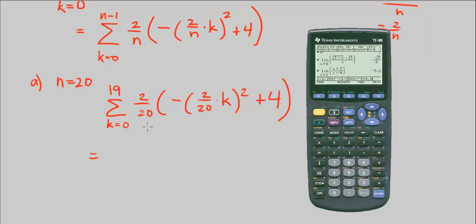The low is where I start. My starting index is 0, so comma 0. My stopping index is 19. Enter. Oops, I'm missing a parenthesis. Let's go back and make sure I have all the parentheses.